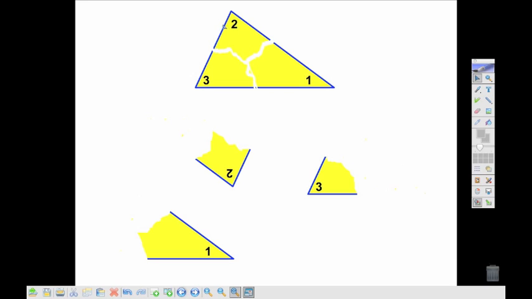Now, if you draw any triangle, cut it out, and then tear off the corners so that you can put all of those corners together, you should notice that it's forming a line. And if that's forming a line, then we should be able to conclude that that's adding up to 180 degrees.